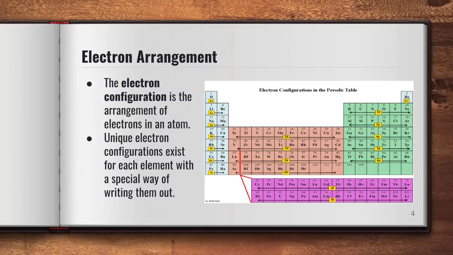So keep in mind the unique electron configuration exists for each element. Each element contains a different number of electrons, and therefore will have a specific configuration on where those electrons are located. So it's a bit confusing, but I'm going to go through and explain to you a little bit about how the periodic table is set up, and then we're going to go through and be able to identify where those electrons are located in any particular atom.